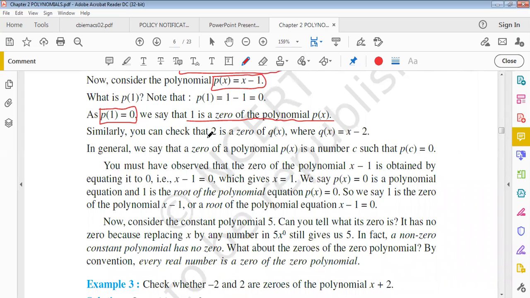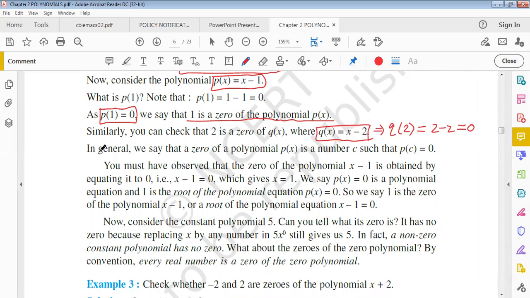Similarly, you can check that 2 is the zero of q(x) as q(x) equals x minus 2. If q(x) equals x minus 2 is given to you, then we put x equals 2 in place of x, then it is 2 minus 2, that is equal to 0.